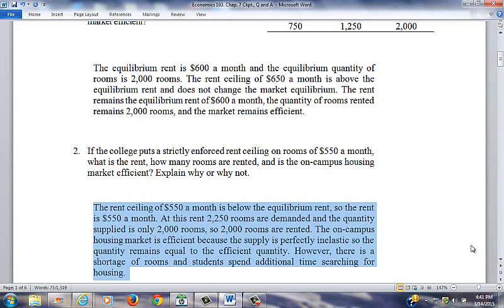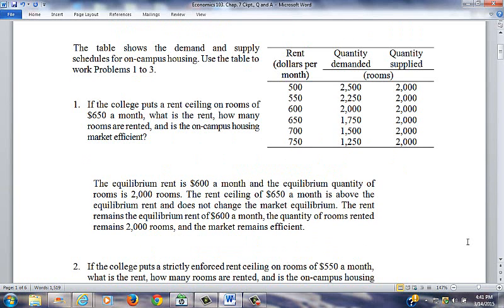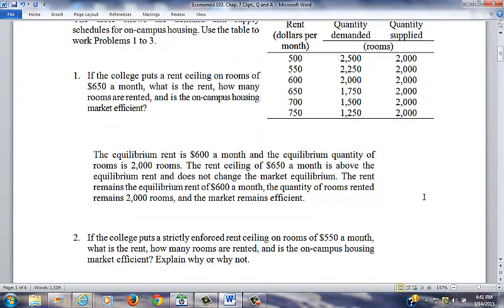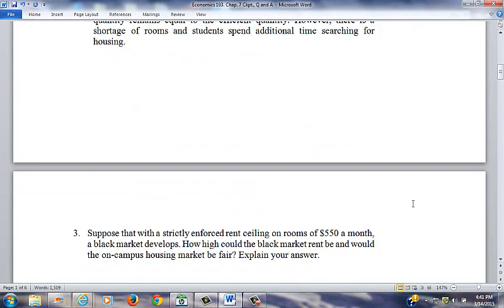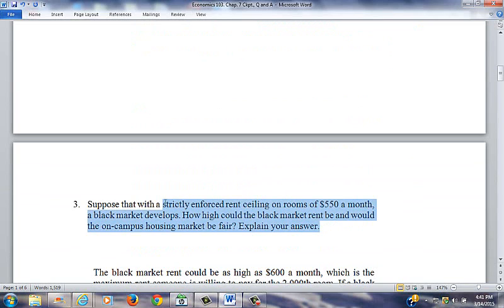The on-campus housing market is efficient because the supply is perfectly inelastic, so the quantity remains equal to the efficient quantity. However, there is a shortage of rooms, and students spend additional time searching for housing. There is a shortage of rooms since there's a 250 room difference between what is demanded and what is supplied. What's next is likely a black market scenario. And question 3 states that very option.